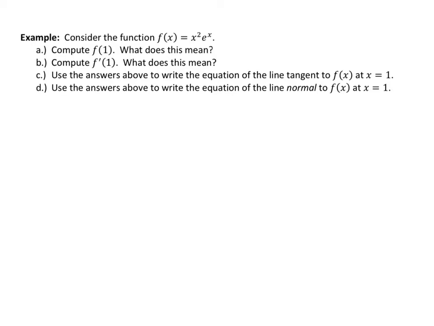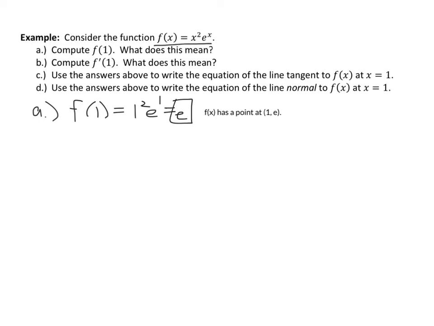So we're given this function, f of x equals x squared e to the x, and part A asks us to find f of 1. So f of 1 would just mean we plug in 1, that's 1 squared e to the 1, that's e, so f of 1 is e. Now what does it mean? Well, it basically means that the function f of x has a point at (1, e). And that means that if we were asked to graph this thing, we would know that there's a point at (1, e).